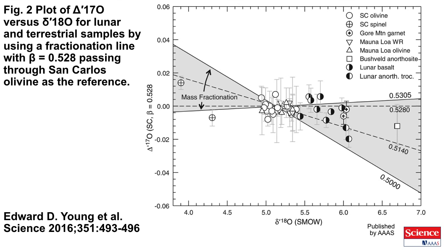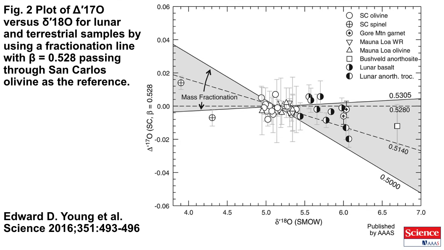Anyway, the reason I'm showing you this is because this diagram plots isotope ratios, oxygen-17 and oxygen-18, on two different axes. And these ones that have a circle with a half moon in it, some of the half moons are facing to the left, some are facing to the right. Those are lunar rocks. And most of those are inside the gray wedge-shaped area.